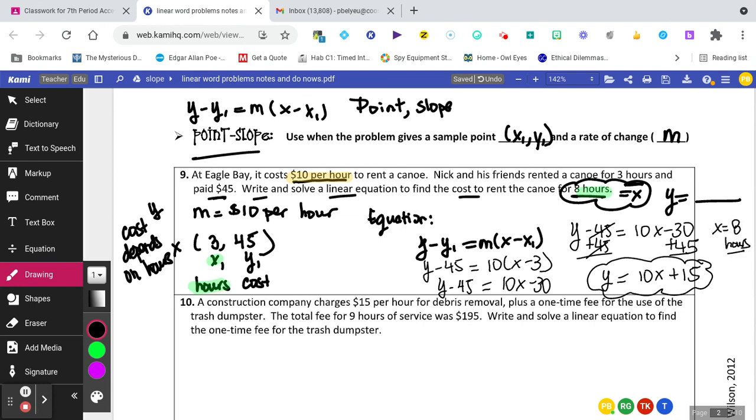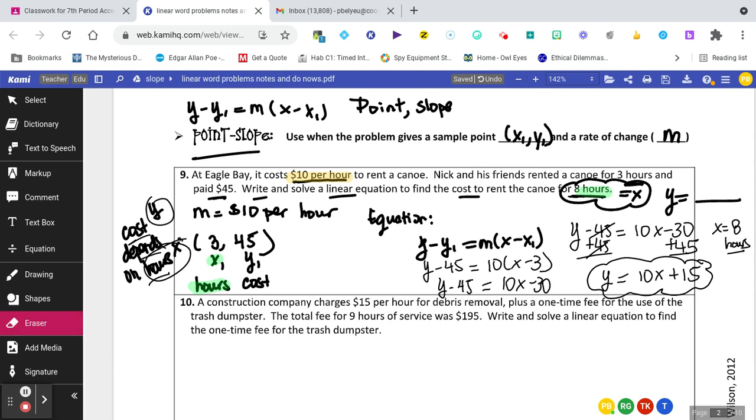But again, you're going to have to plug in an x of 8 hours. And I'm just going to reiterate, I know that 8 is an x because cost depends on hours. So cost is your y, and the number of hours would be an x, okay? So I need a little more room, so I'm going to erase some of this stuff. Make sure you pause the video and get this written down before I erase it, okay?